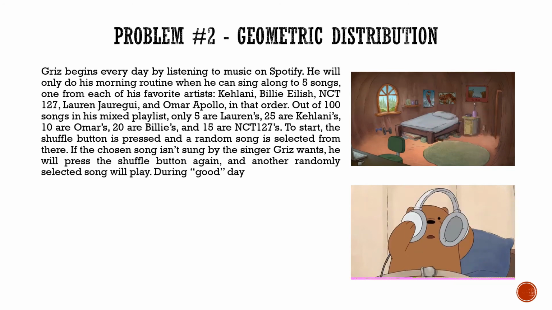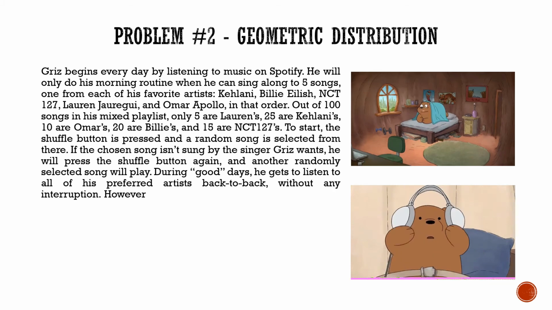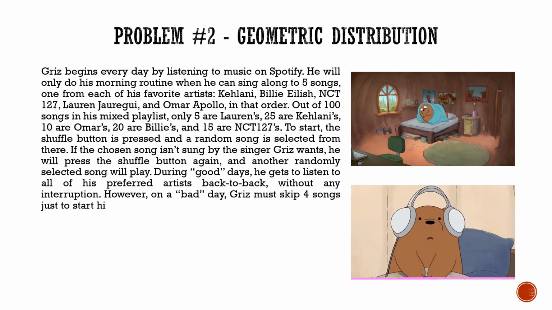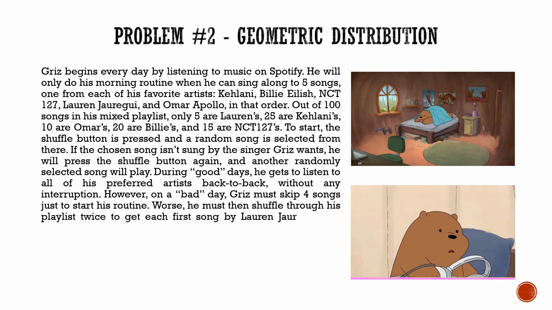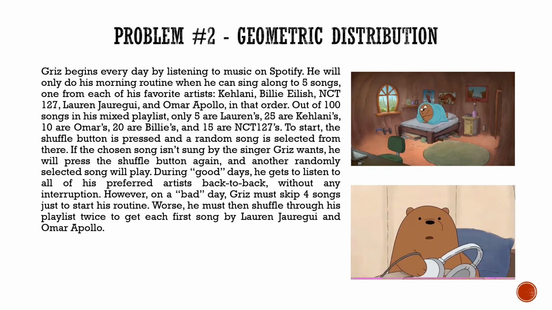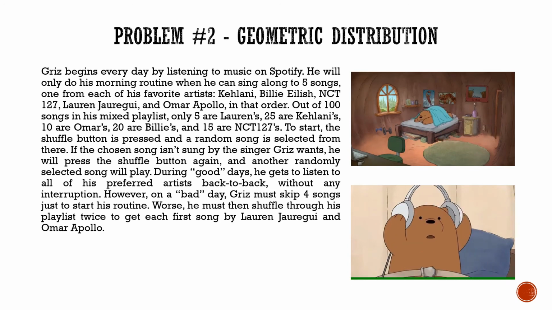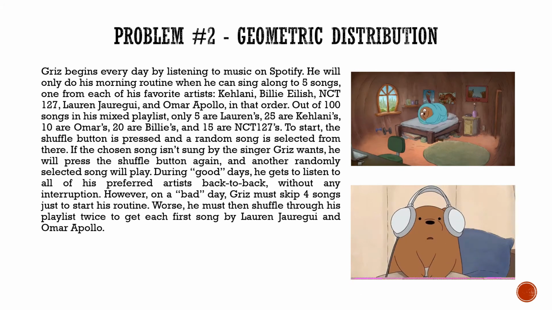To start, the shuffle button is pressed and a random song is selected from there. If the chosen song isn't sung by the singer Grizz wants, he will press the shuffle button again and another randomly selected song will play. During good days, he gets to listen to all of his preferred artists back to back, without any interruption. However, on a bad day, Grizz must skip 4 songs just to start his routine. Worse, he must then shuffle through his playlist twice to get each first song by Lauren Haregi and Omar Apollo.